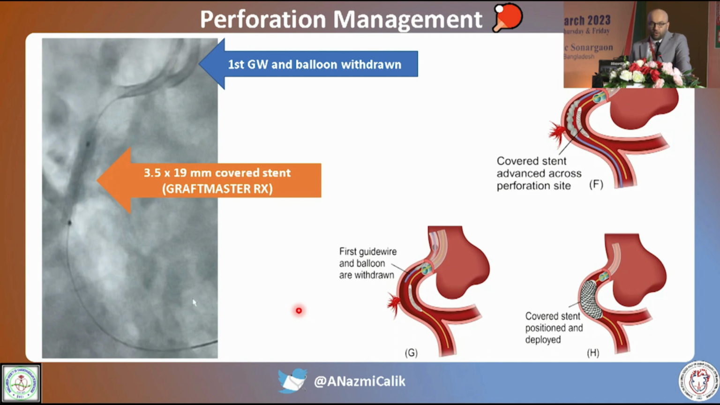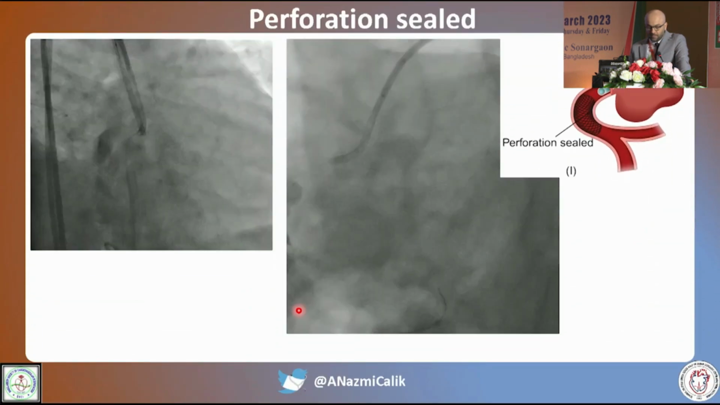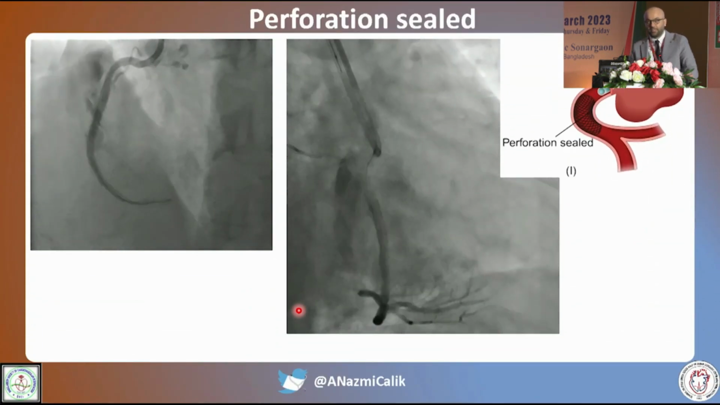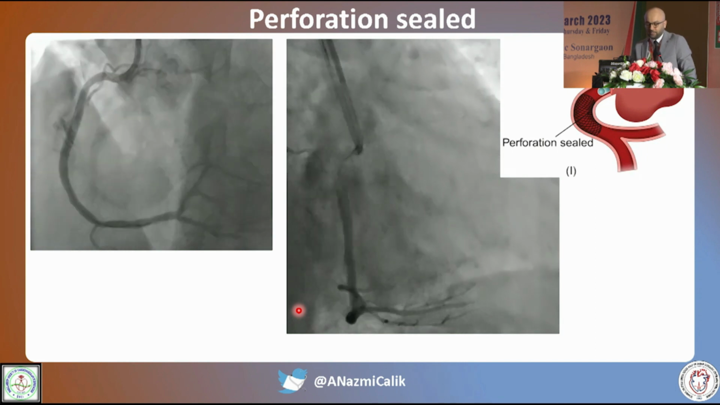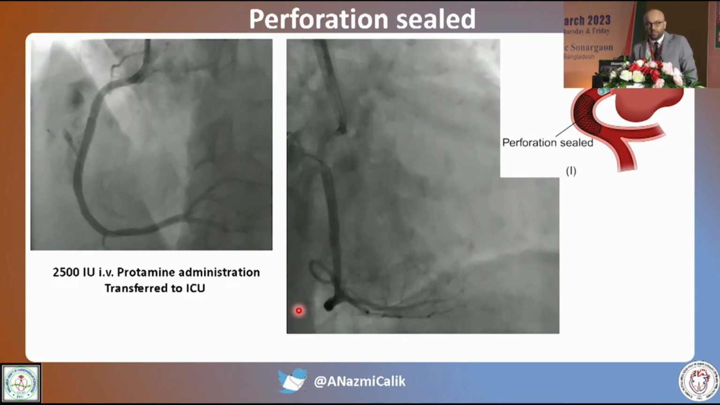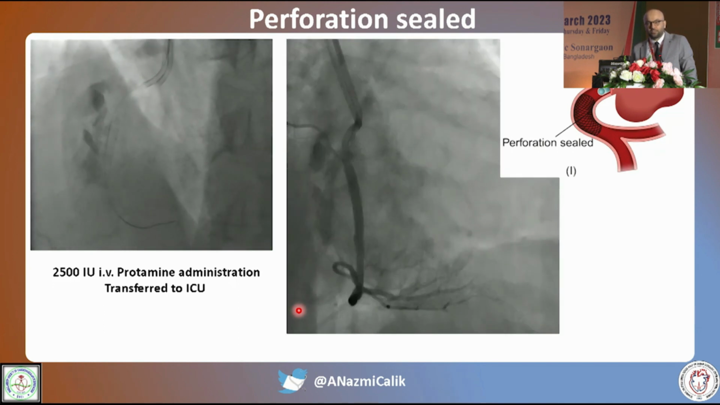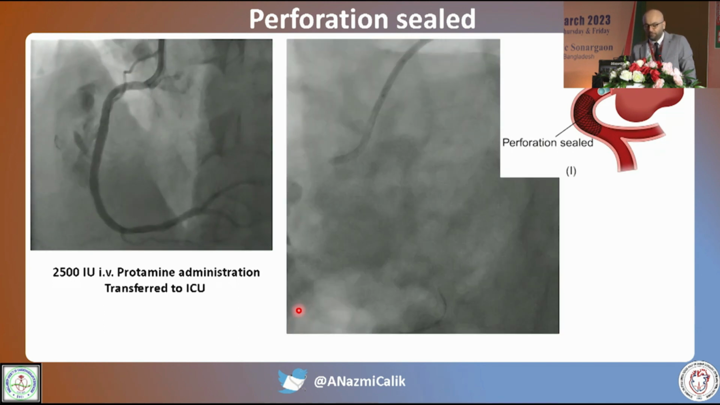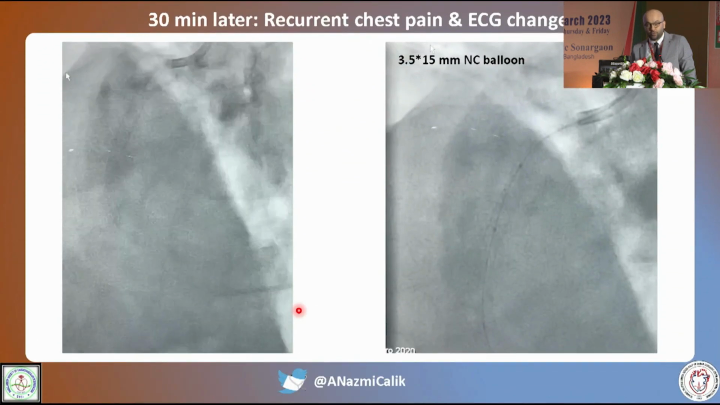In the next step, after removing the first balloon and the first guide wire, you just open your Graftmaster or Papyrus covered stent over the perforation site. As you can see, the perforation is completely sealed in this particular patient. And after a protamine administration, the patient was transferred to the ICU, but our nightmare wasn't over yet.